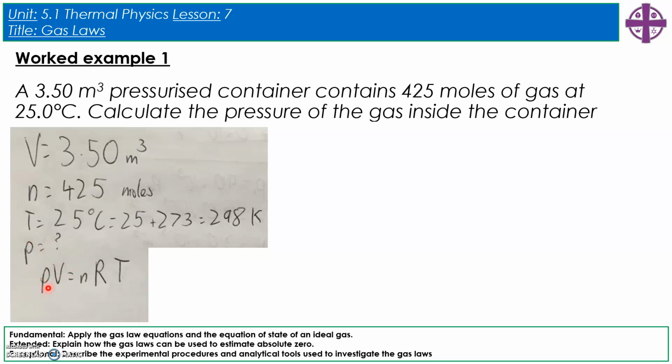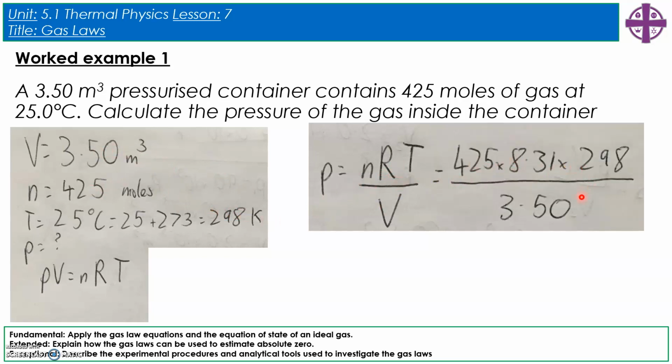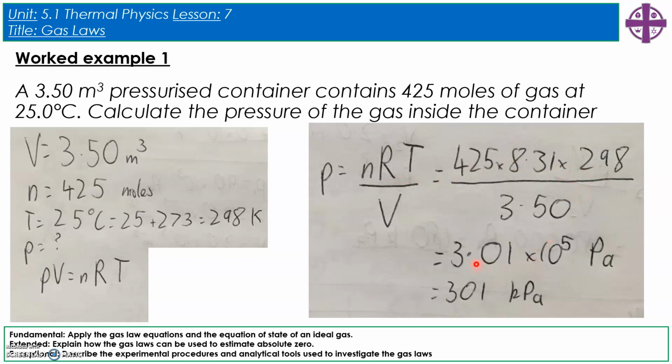The equation is PV equals nRT. I'm going to rearrange that to get P equals, which is what I want to know, and I would get nRT over V. I'm going to substitute my values in, so V, n, and T, remembering that R is 8.31, and I get an answer of 3.01 times 10 to the power of 5 pascals, or 301 kilopascals.